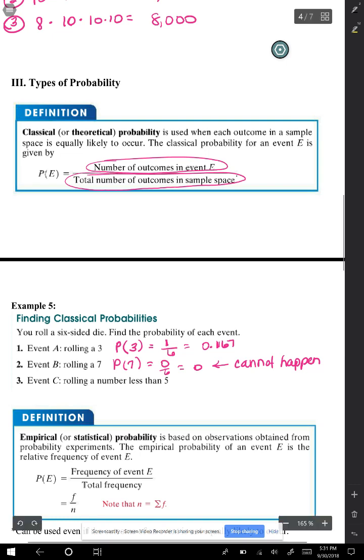And then the next one is rolling a number less than 5. So the probability of a number less than 5, that would be 1, 2, 3, or 4. So there are 4 out of the 6 numbers that are less than 5. That could reduce to 2/3. And as a decimal, that approximation would be 0.66 repeating. So we do 0.667.